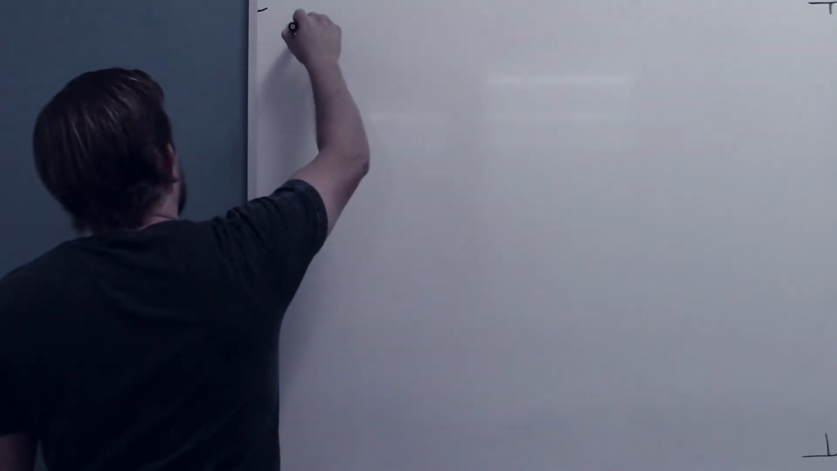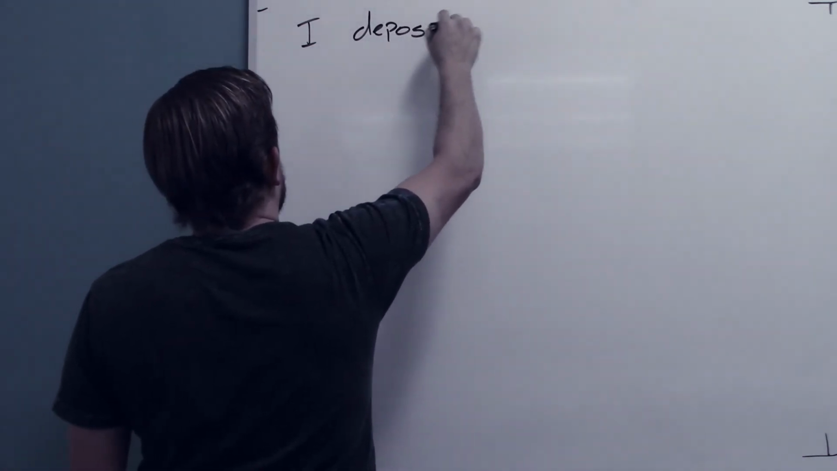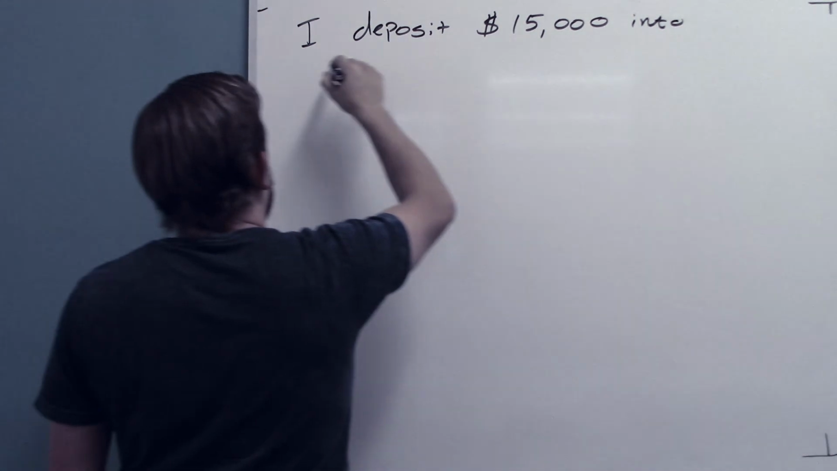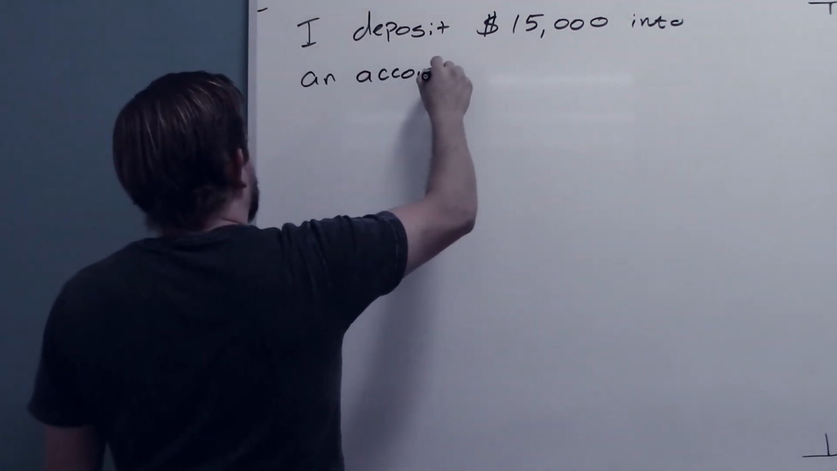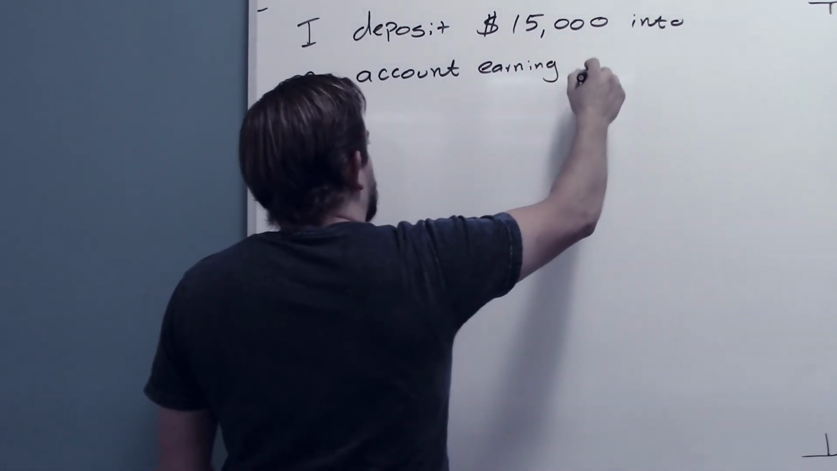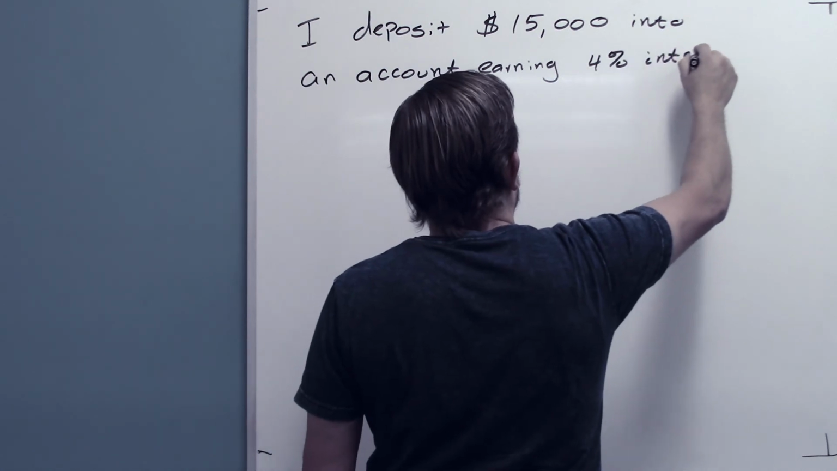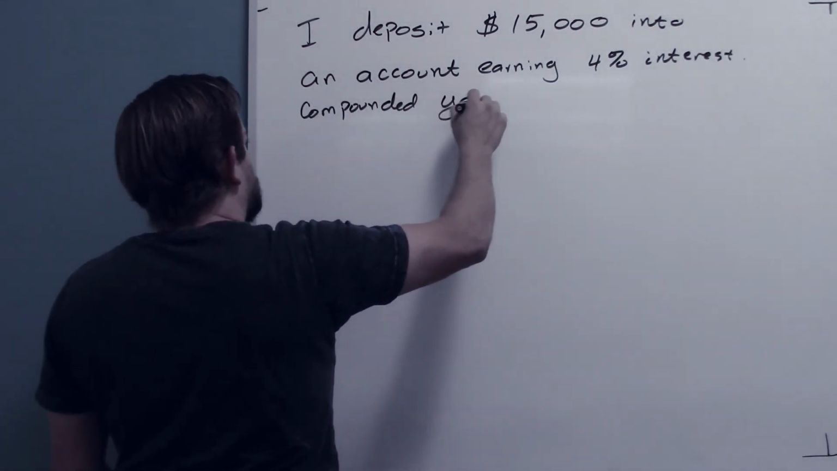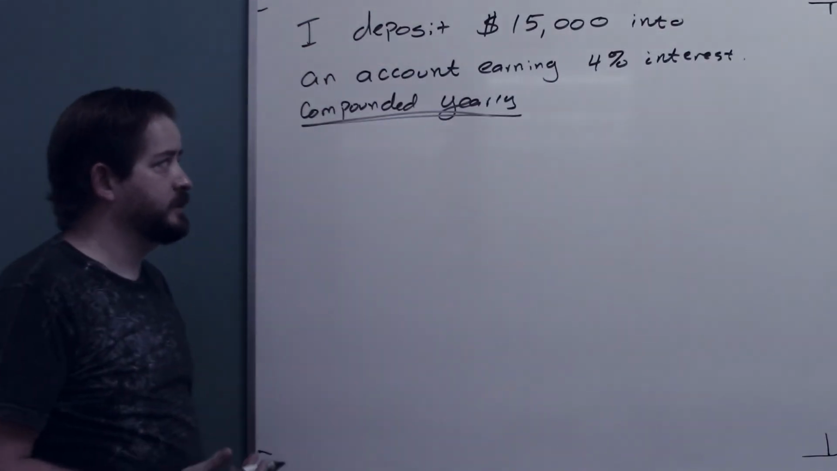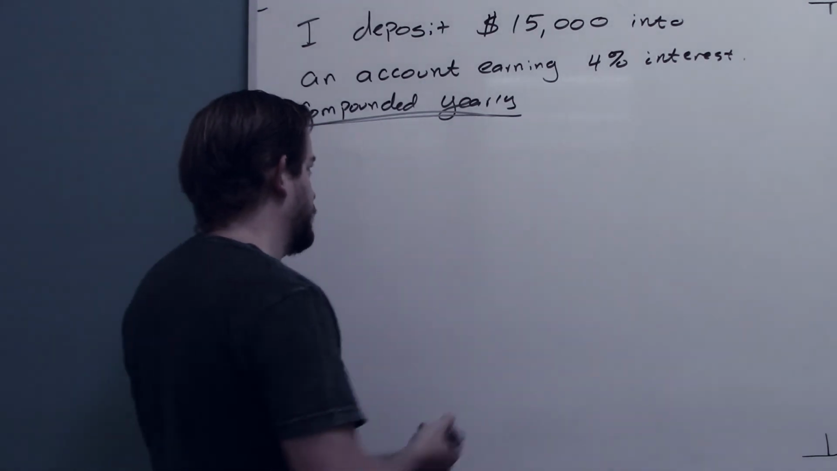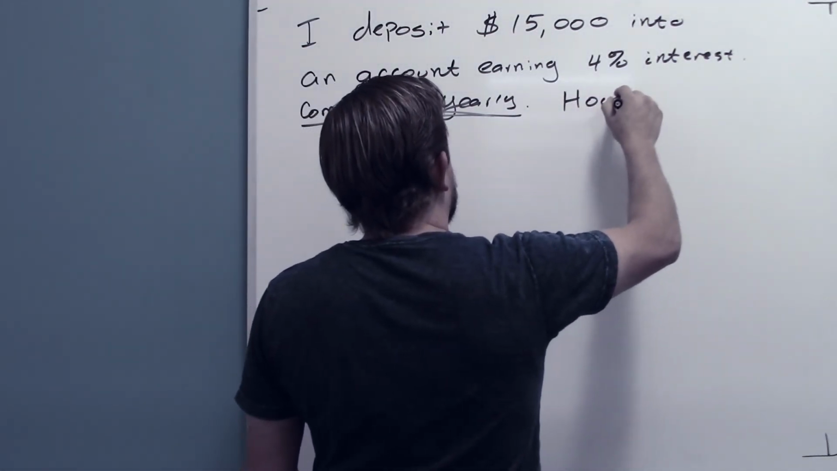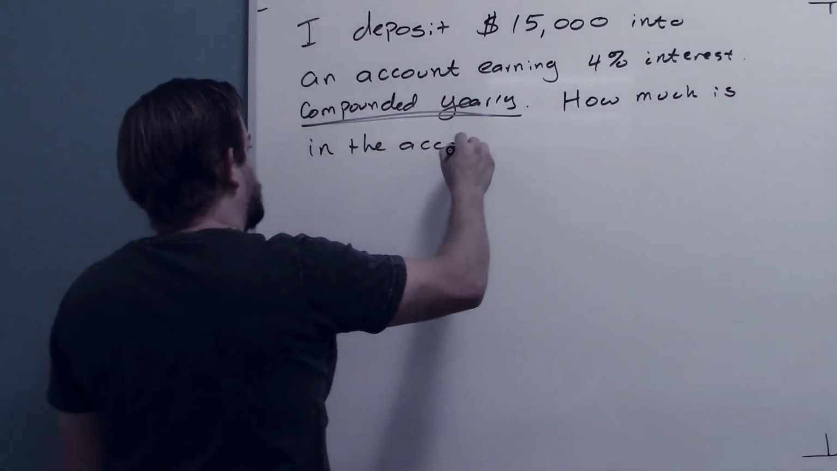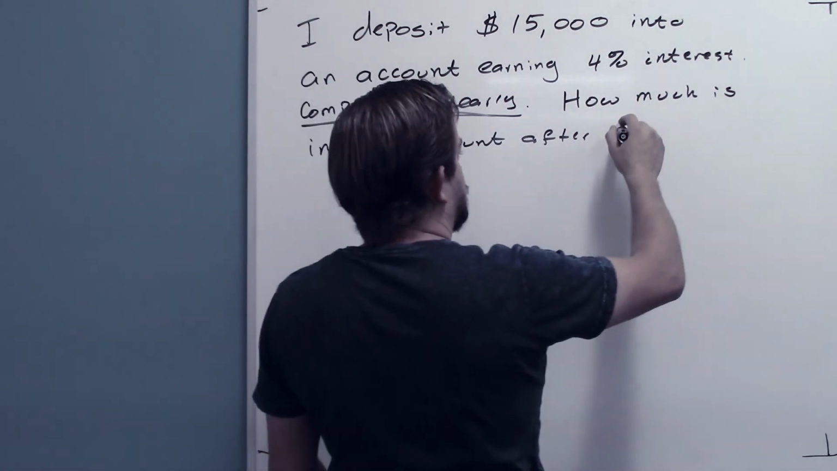Let's just say I deposit $15,000 into an account earning 4% interest, and that interest is compounded yearly. That right there, you'll see in the questions. That's your cue to use the formula that I just wrote down. And then the question is, how much is in the account after, let's say I'm going to leave it there for 12 years.